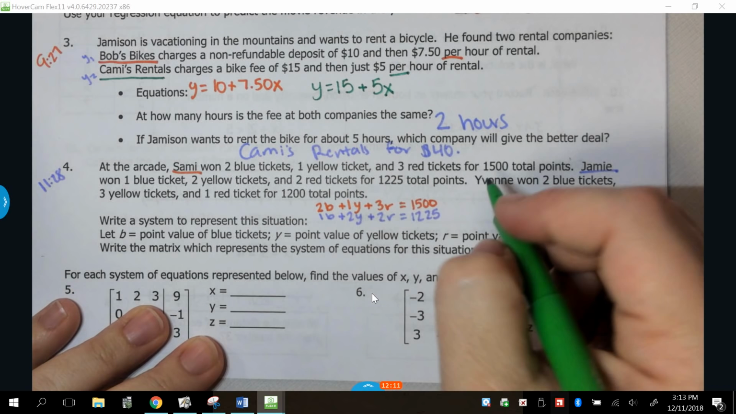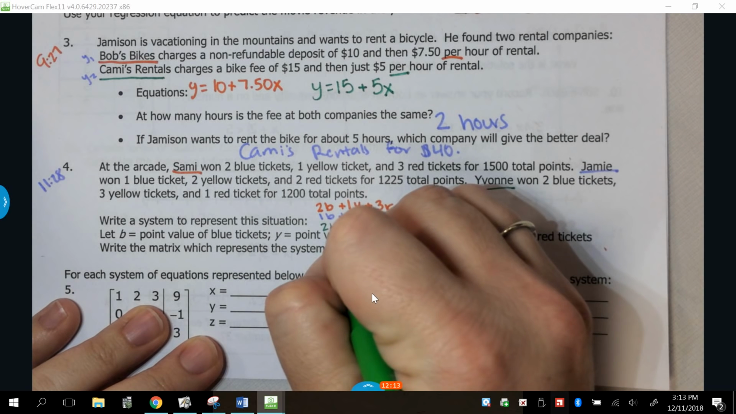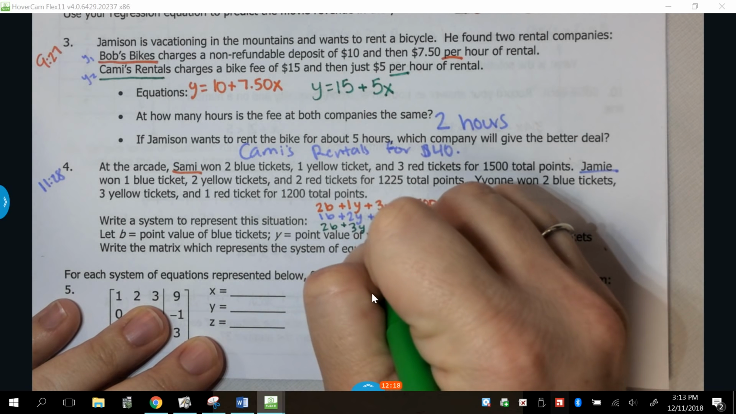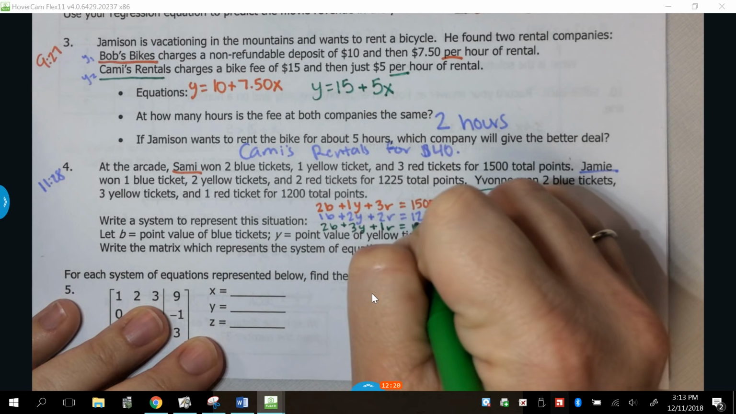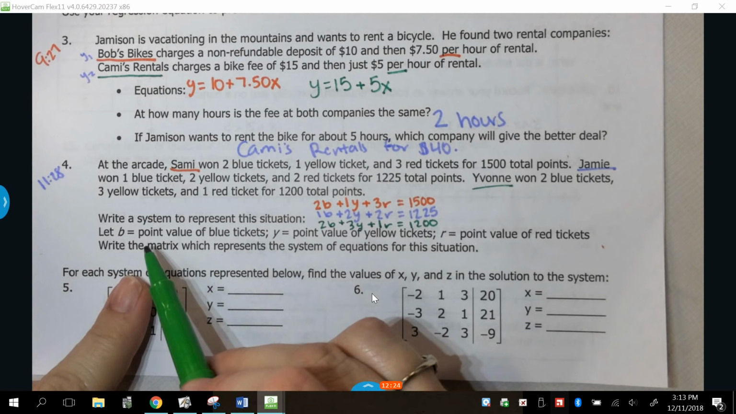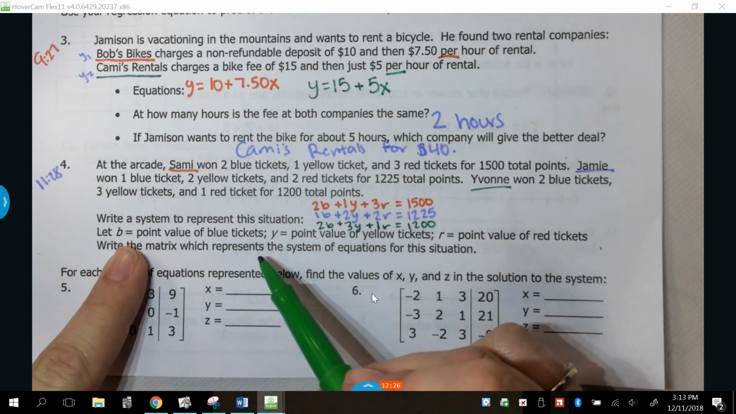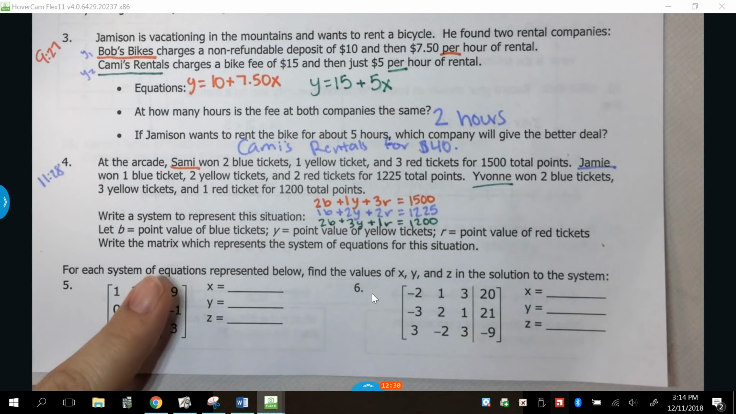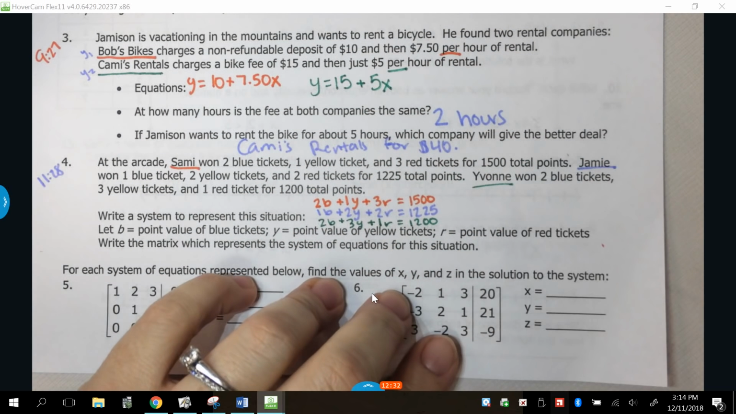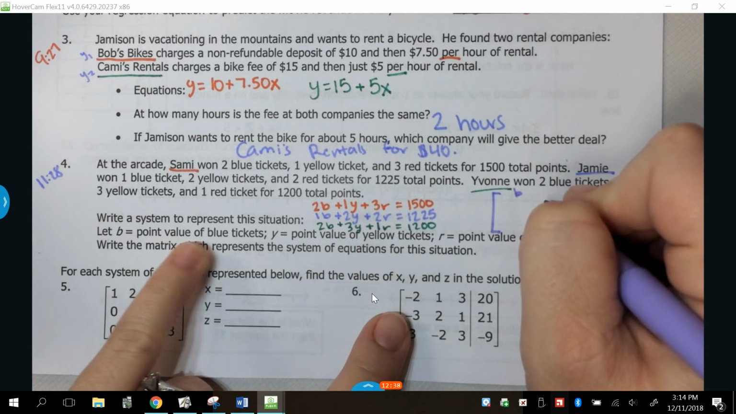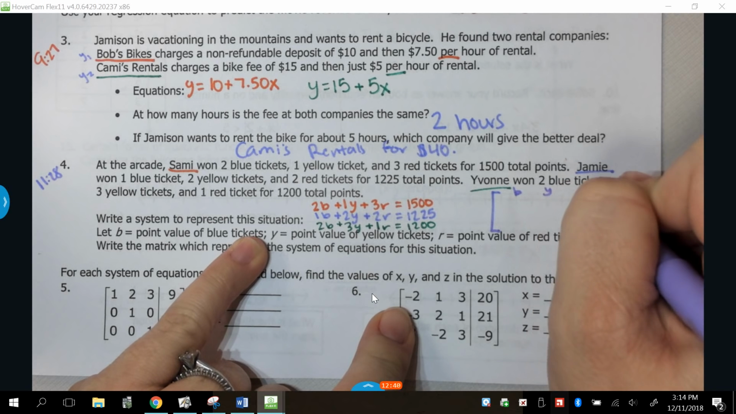And Yvonne won 2 blue tickets plus 3 yellow tickets plus 1 red ticket for 1,200. Okay. Now it says let B be the point for blue tickets, which is what I did, Y for yellow, R for red, and write the matrix which represents this equation. So we're going to squeeze that matrix in right here. Now I want you to remember to label blue, yellow, red.